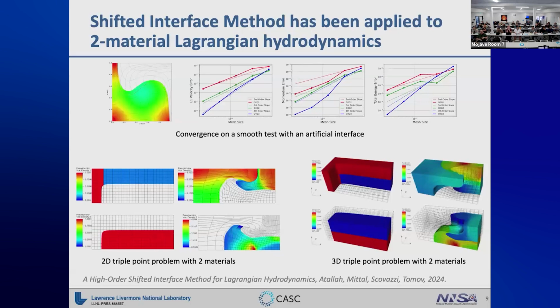This just shows that for a smooth problem, you get the expected convergence rates. Basically, it's limited by the order of the Taylor expansion. Then you see the triple point with a non-aligned interface. In the simulation, all these terms are active. They do something so that the simulation actually sees the discontinuous interface inside the cell.